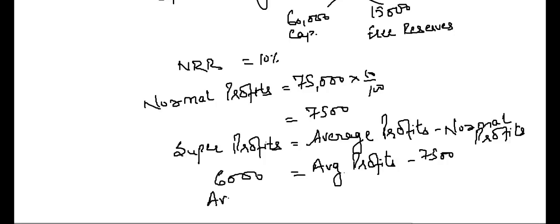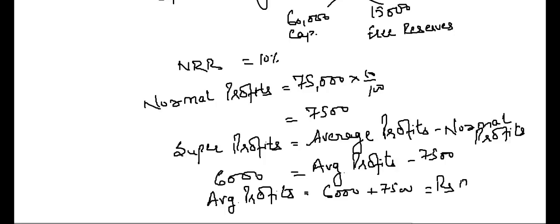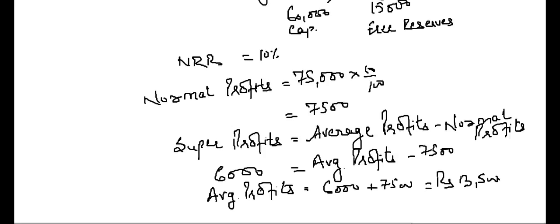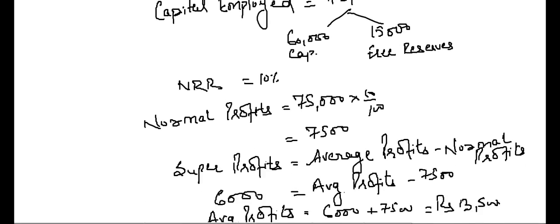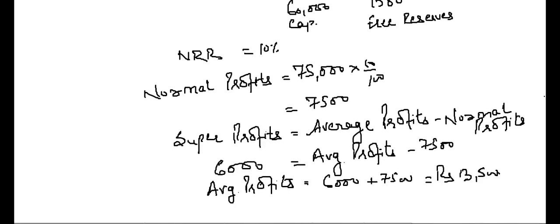So what are average profits? We have average profits of 6,000 plus 7,500. This comes to rupees 13,500. So this was a reverse working that we have to reach at average profits. First of all, we'll calculate what are the super profits, what are the normal profits. We'll calculate. We are given capital employed, right? Okay, then we'll reach at average profits as super profits plus the normal profits.